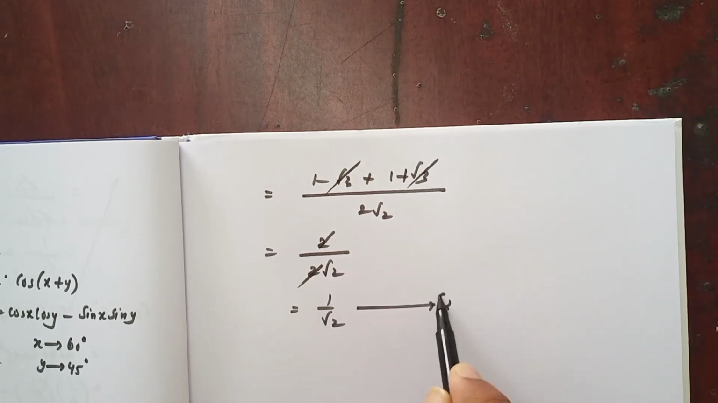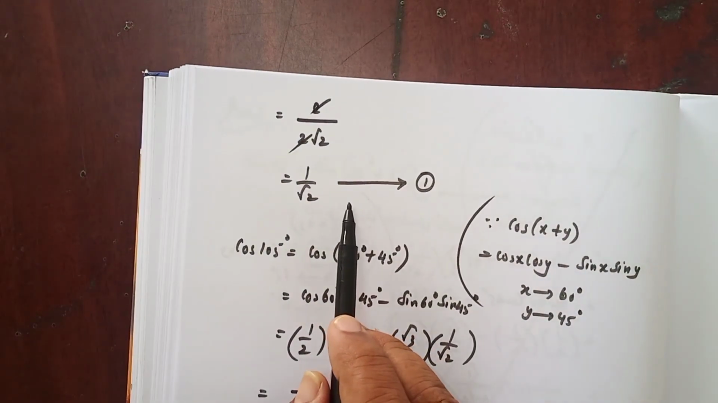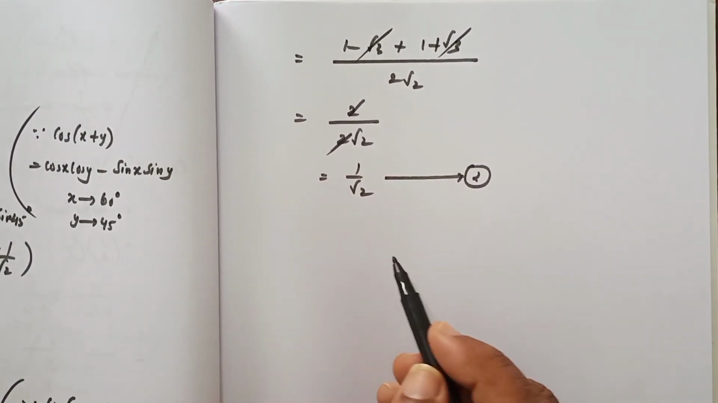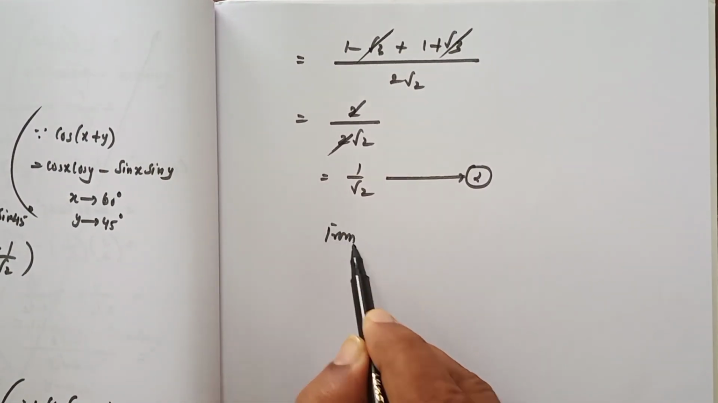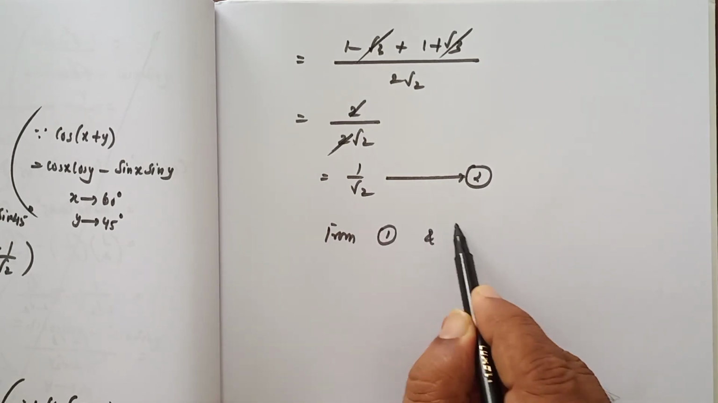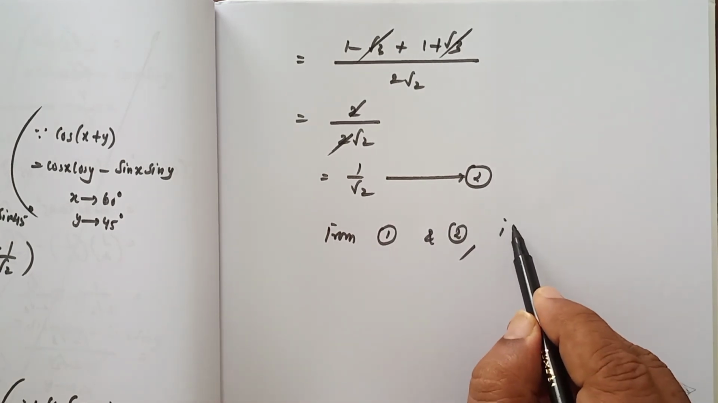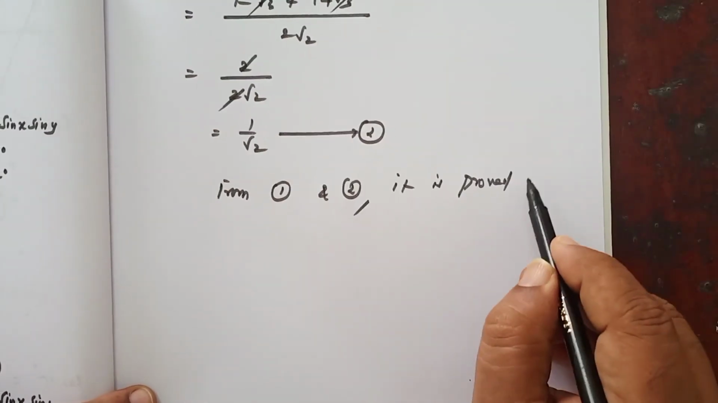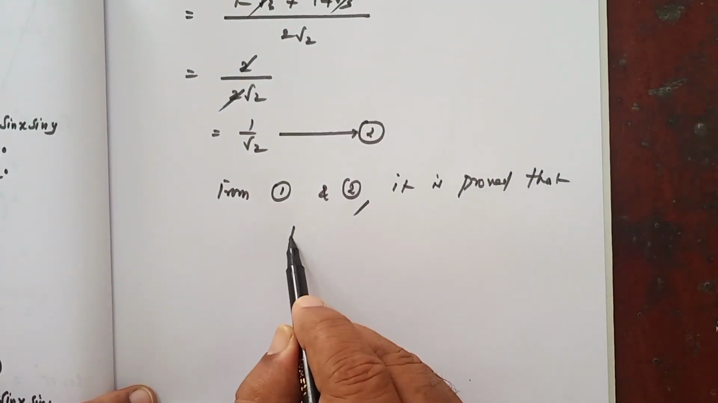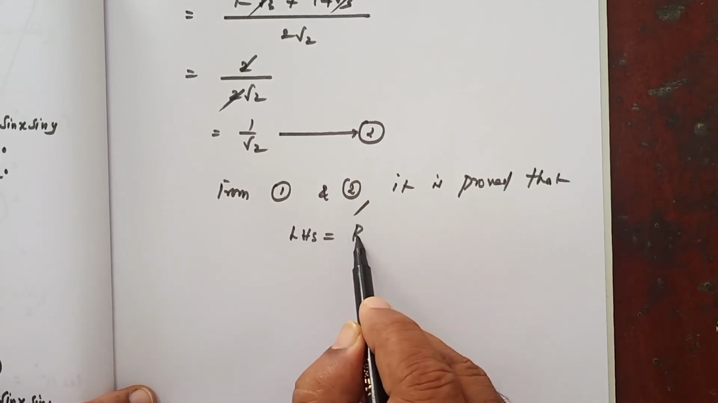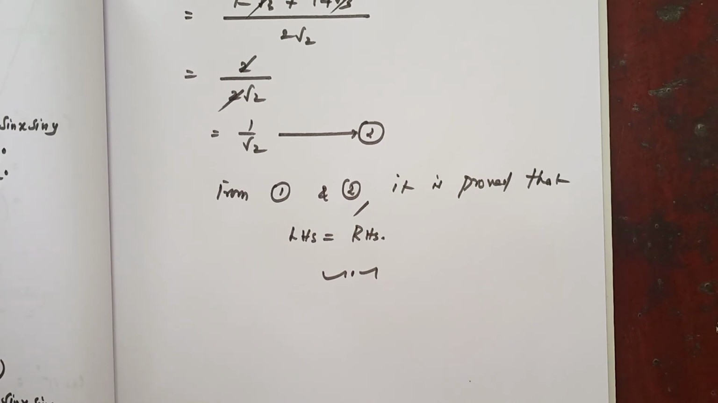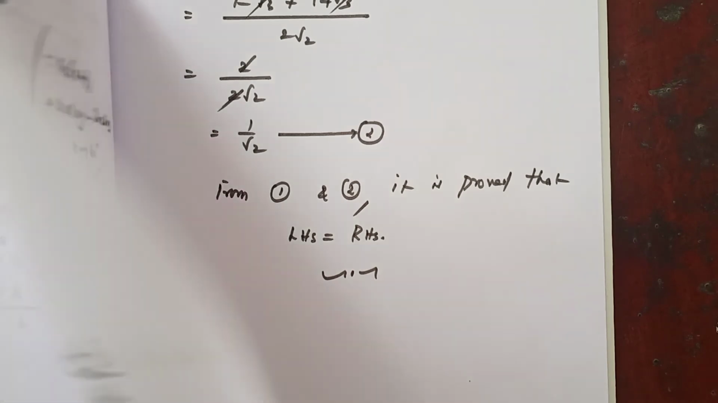That is equation number 2. So equation number 1 is 1 by root 2, equation number 2 is also 1 by root 2. Therefore LHS and RHS are equal from 1 and 2. It is proved that LHS is equal to RHS. So problem number 12 is completed.